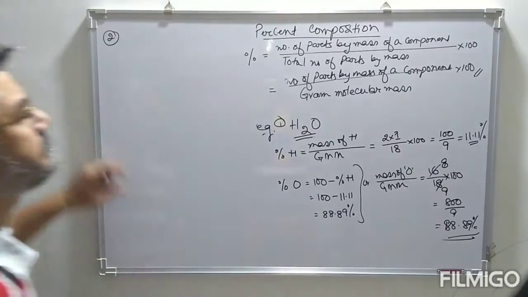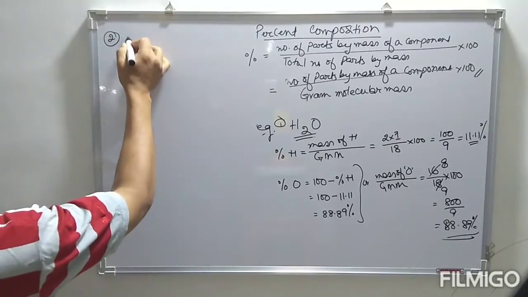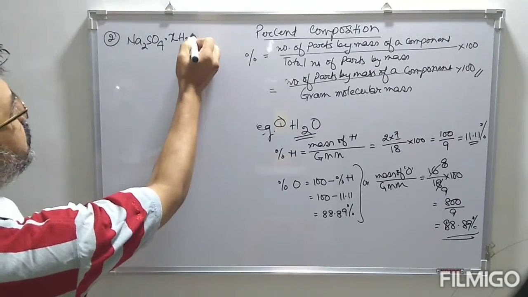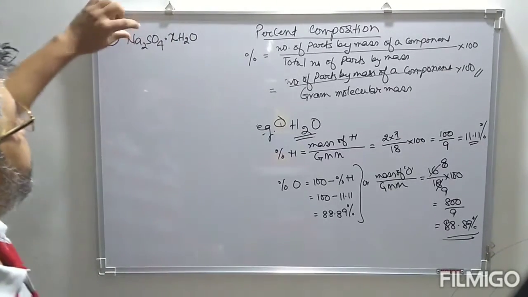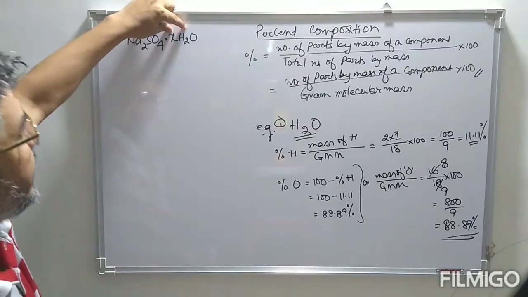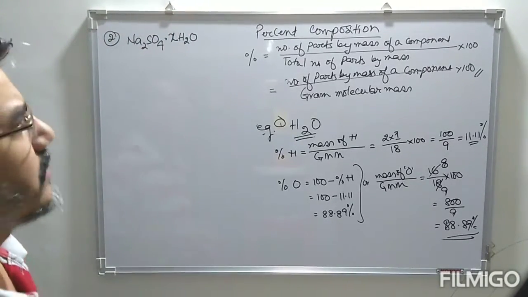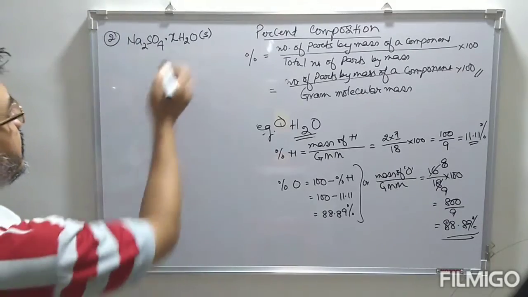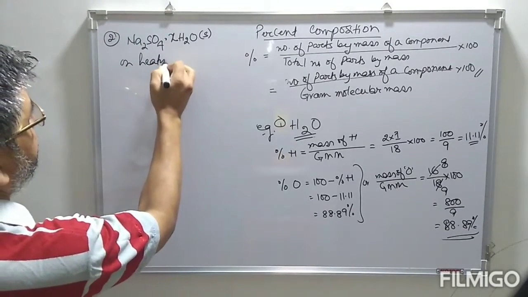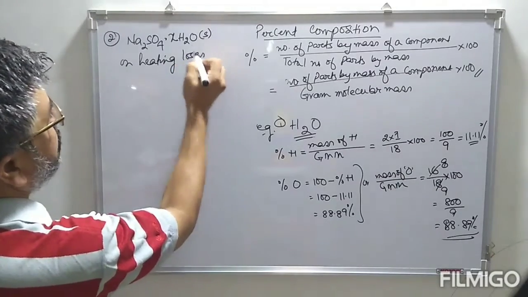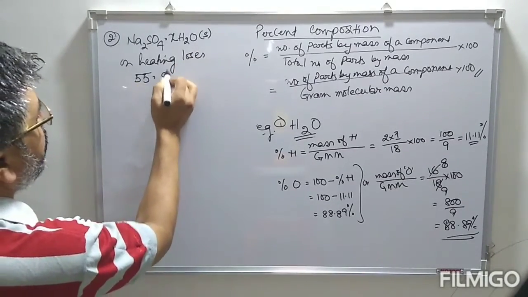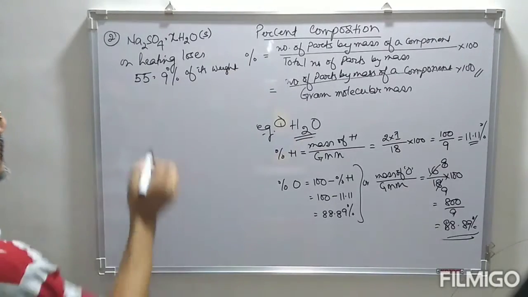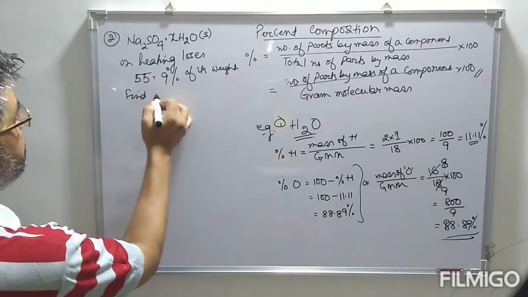Take this second example. We have a sample of sodium sulfate with X water molecules of crystallization. So a sample of sodium sulfate contains some X water molecules of crystallization. This is a solid. This sample on heating loses 55.9% of its weight. Find the value of X.